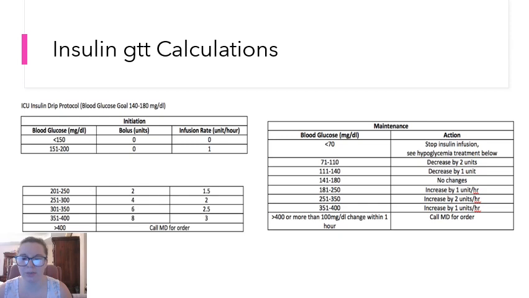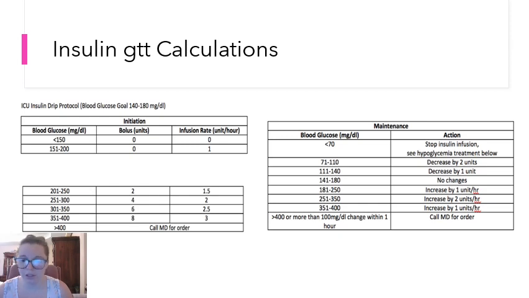Now the patient's blood sugar is 122, so that falls in that category of 111 to 140, and the action tells us to decrease it by 1 unit. So then you would subtract 1 unit from the rate of units that I gave you initially, and that would be your new answer. So you would have to apply this.